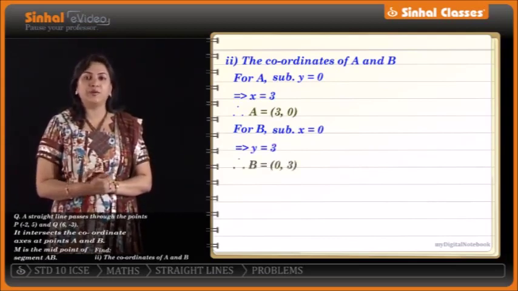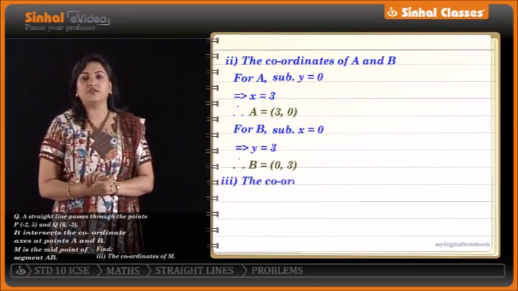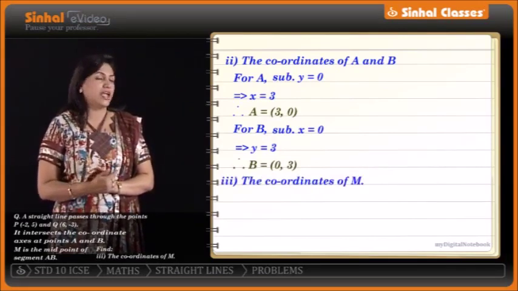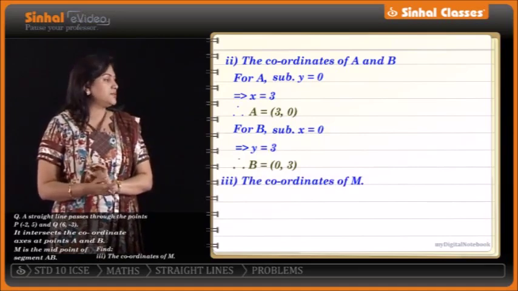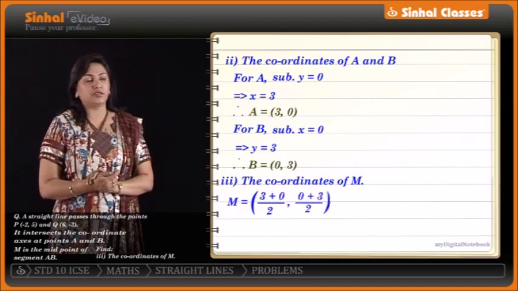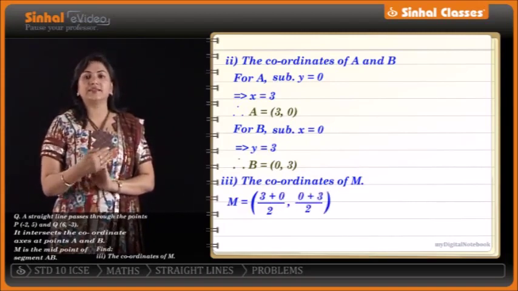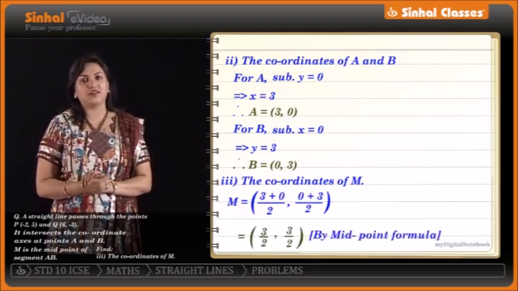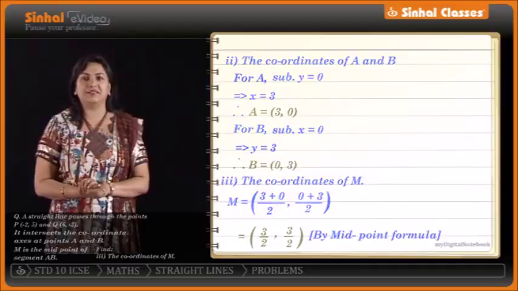Now we also want to find the coordinates of the point M. M is the midpoint of AB. So coordinates by midpoint formula will be (3 plus 0) upon 2 and (0 plus 3) upon 2. That is (3 by 2, 3 by 2). So we have got the coordinates of M also.